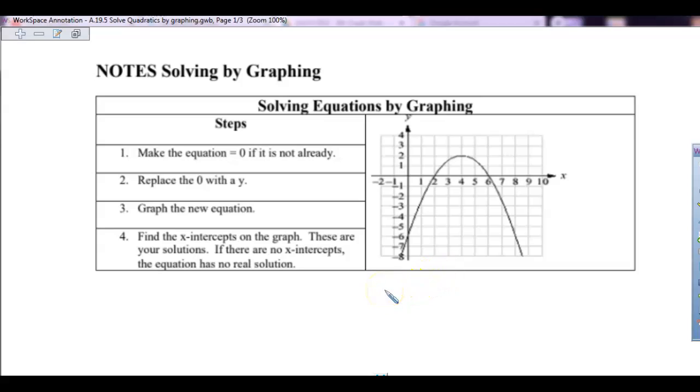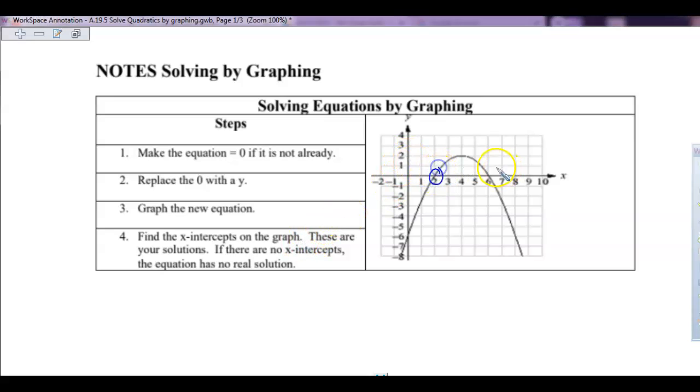Today we're talking about solving by graphing, so we can solve quadratics once we've graphed. And remember that solving something is looking for the solutions. And in this case, we're looking for where it crosses the x-axis. So when you have an equation, we want to make it equal to 0 and then change the 0 to a y. Then we're going to graph it just like we've done before. And then where the x-intercepts are on the graph, those are the solutions.